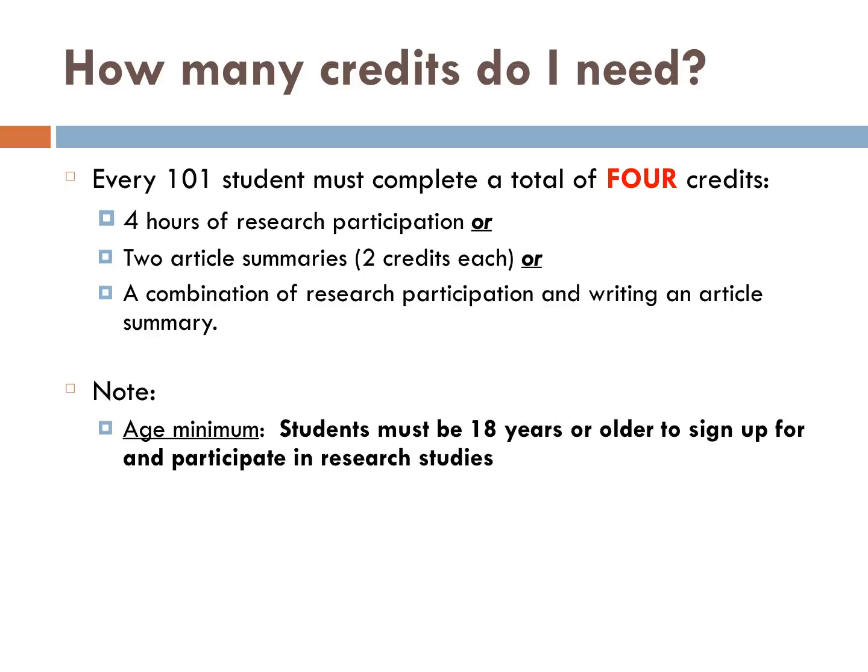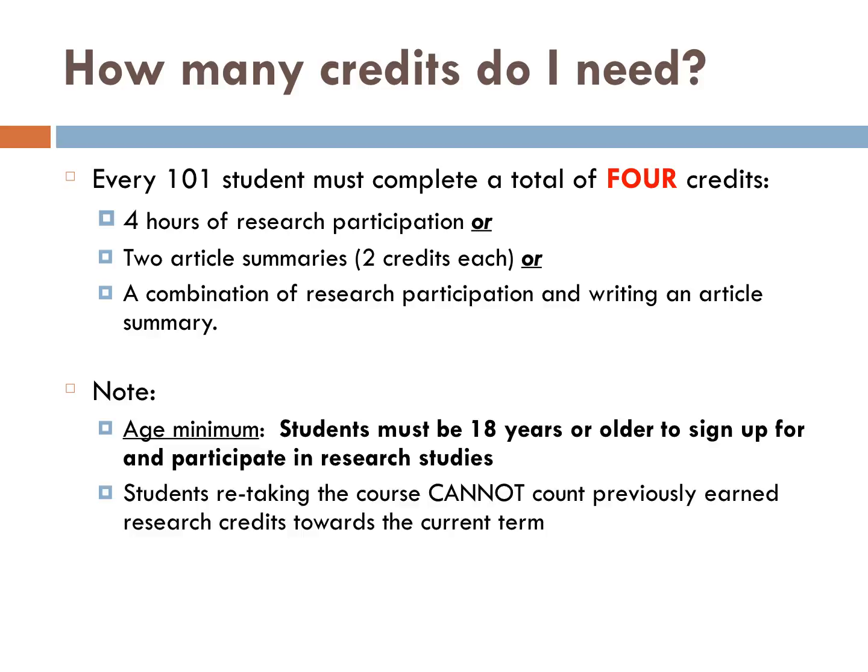Now, I should note that there is an age requirement, so you must be at least 18 years old to sign up for studies. If you are not 18 years old, you can obtain research credits by writing article summaries. That's basically your only option. However, if you are going to turn 18 within this semester, you do have the option to wait until you turn 18 to start participating in research. However, I would just be careful. Make sure that you have enough time to complete all 4 credits.